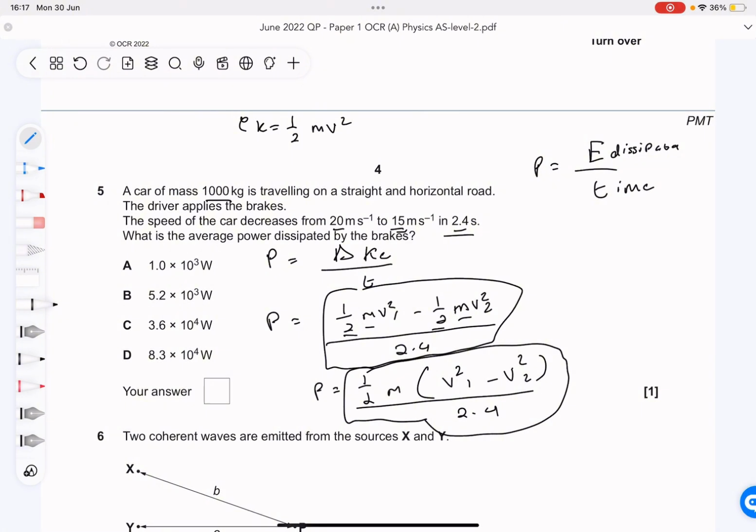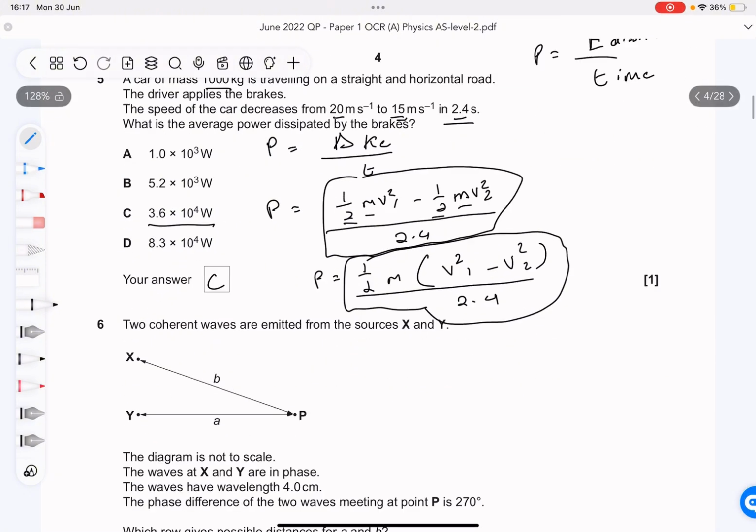So I'm going to put that into my calculator right now. I'm going to have the half of the mass, which is 500, times the first speed squared, which is 20 squared minus 15 squared over 2.4, which gives me 36,458, which is approximately 3.6 times 10 to the 4, which is C. And I hope that made sense, guys, for question 5.